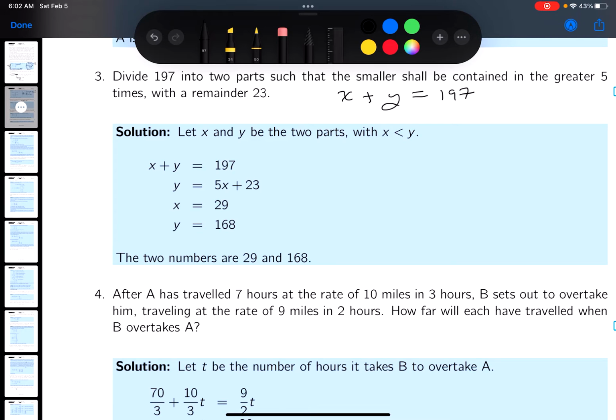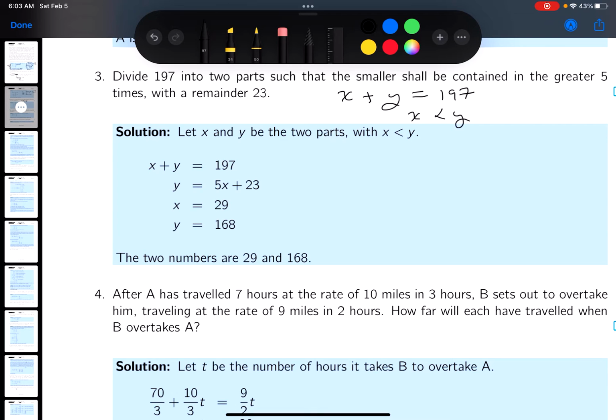What else do they go on to say? They start giving these things names, and they say smaller and greater. So I'm going to say x is less than y, which means y is the greater and x is the smaller. All right? They took a number, 197, divided into two parts. x plus y is 197. And they said that one is smaller and one is larger.